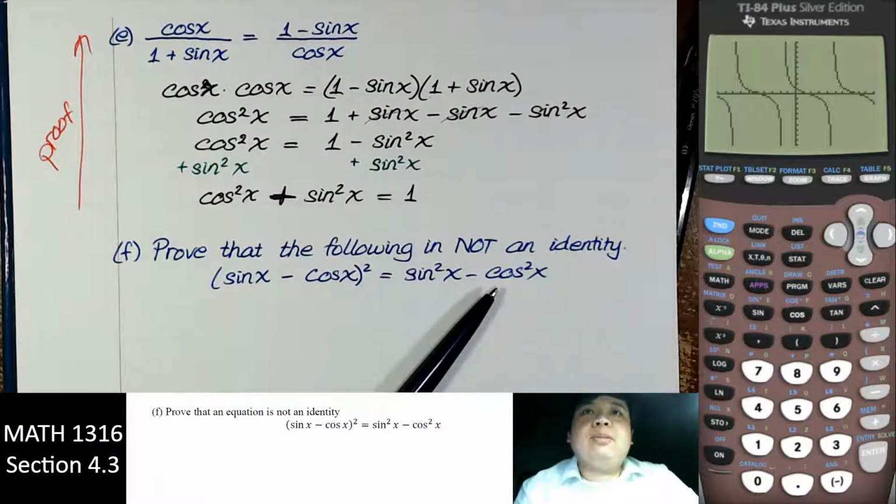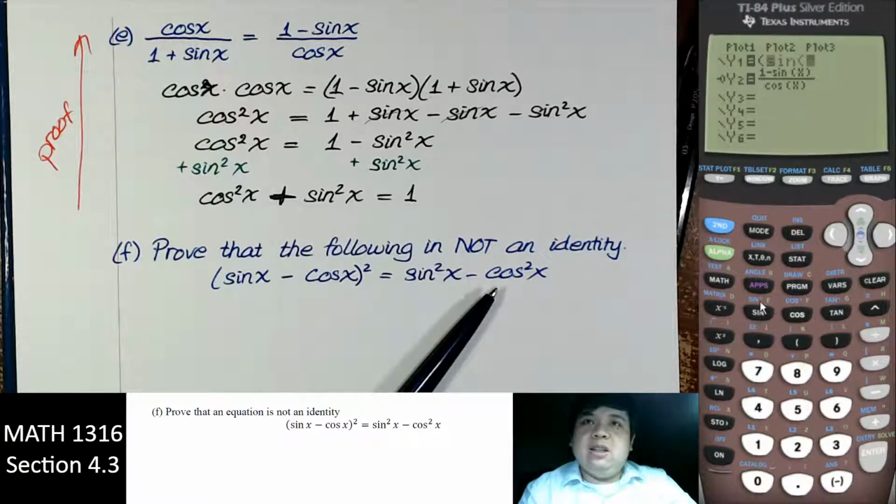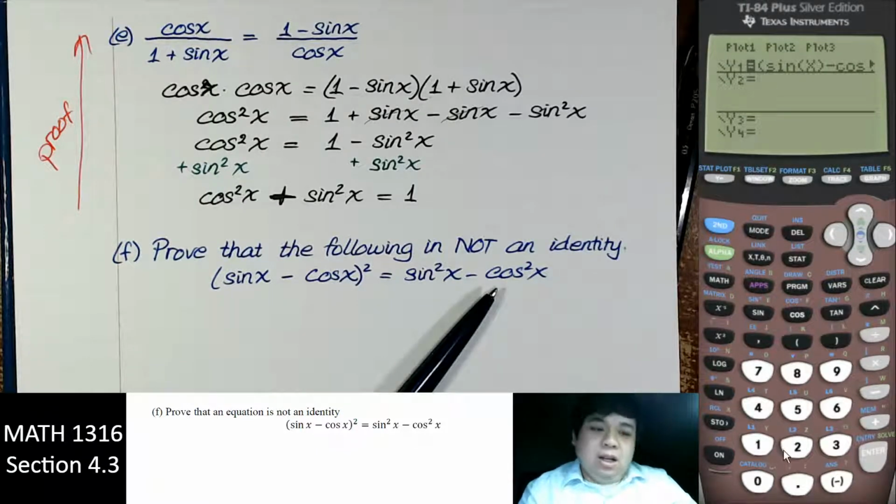In that case, let's just graph both of them. First we have sin x minus cosine x square. The other equation, sine square. So we actually have to enter sine of x and then square like that, minus cosine of x square, and then let's see the graph.